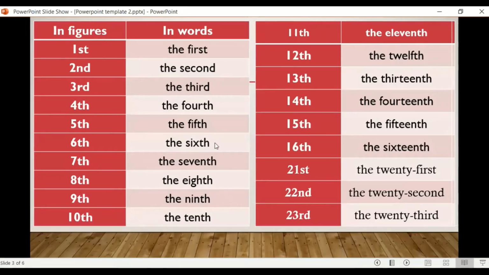So here are ordinal numbers, okay? Just for you to brush up your knowledge. Now we have here, for example, these are figures and these are the actual words. So here in figures, this is first, second, third, and so forth. And in your actual words, when you give the date, you should be saying like this. You should pronounce them like this: the first, the second, the third, the fourth, the fifth, and so forth. So these are areas that you should cover.